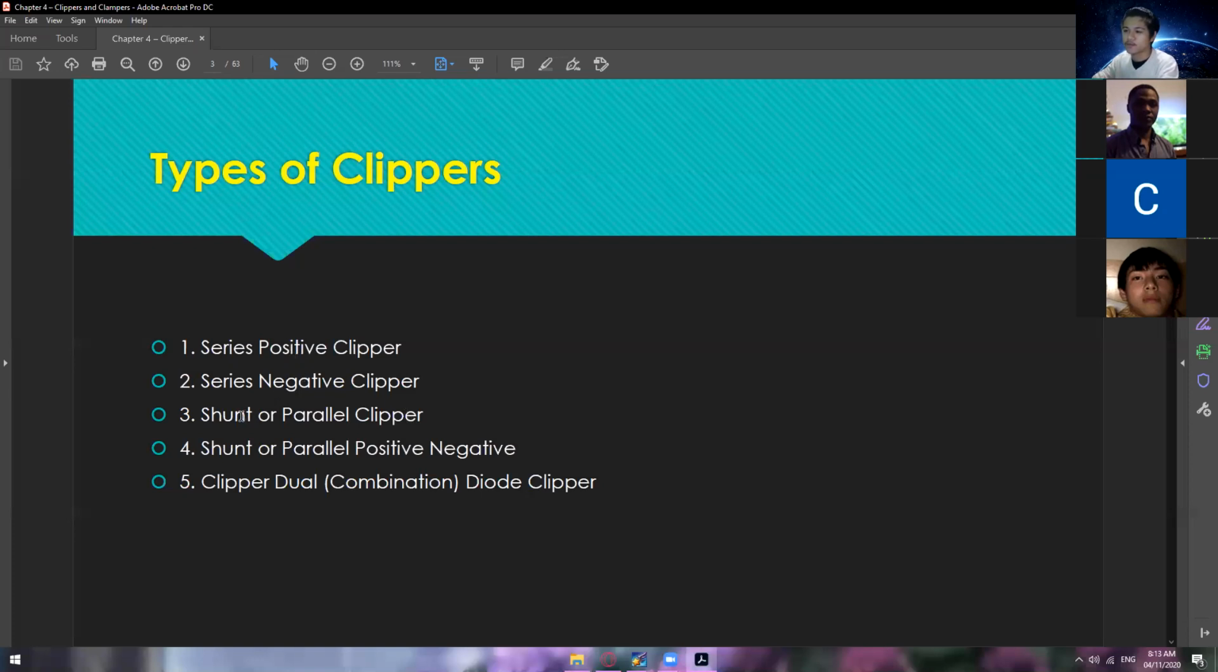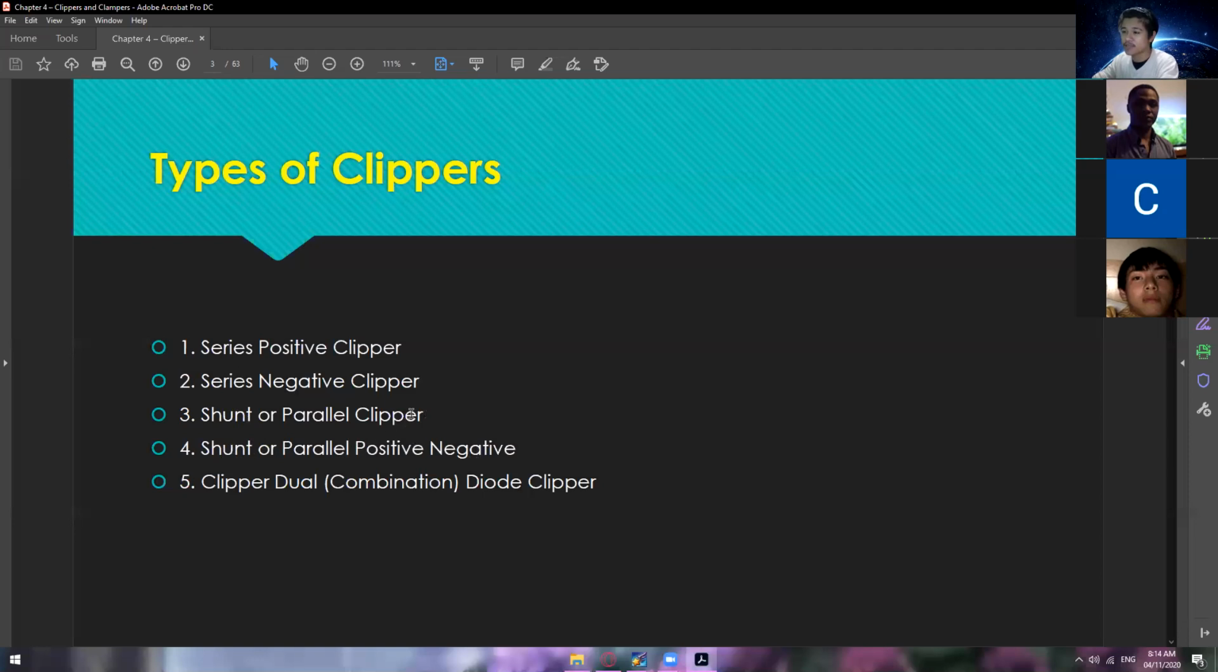So shunt or parallel clipper is the opposite of this one, of course. If we have a voltage or a forward bias, then that's the only time that it will conduct a voltage output, or vice versa. If it's reverse bias, that's the time that it will conduct. If it's forward bias, that's the time that it will not conduct current. I will let you know why that is opposite when it comes to the series clipper. It has a special case, actually. And then of course, the fourth one is shunt or parallel positive negative.